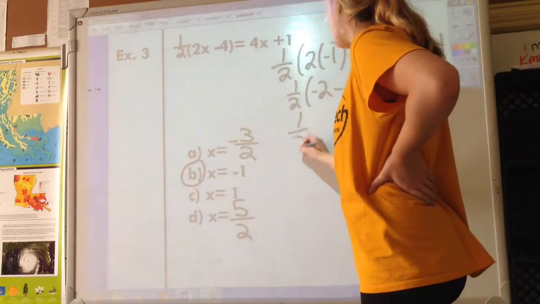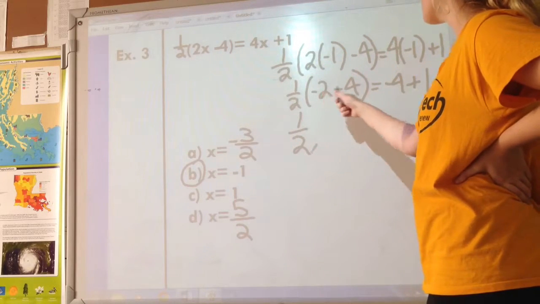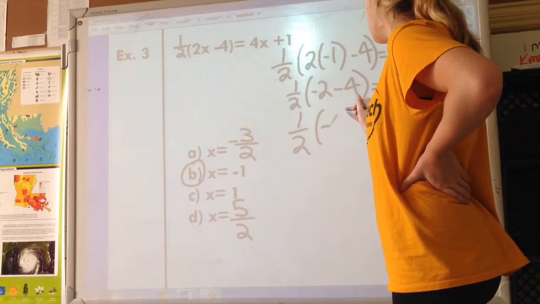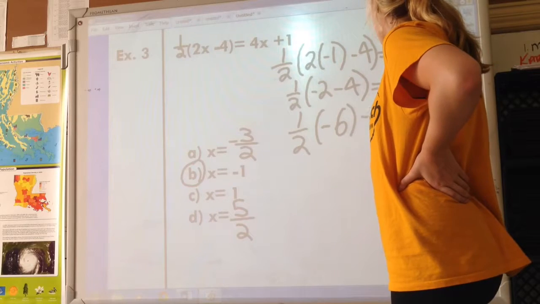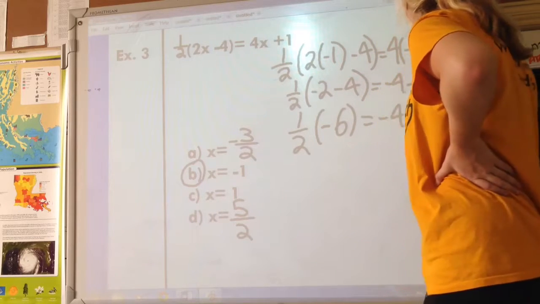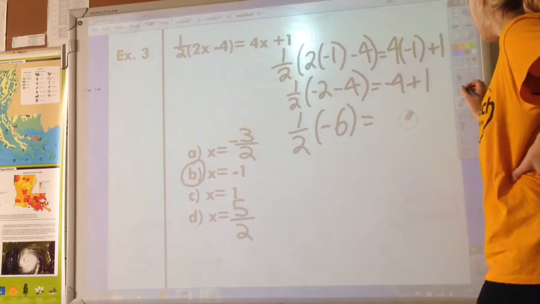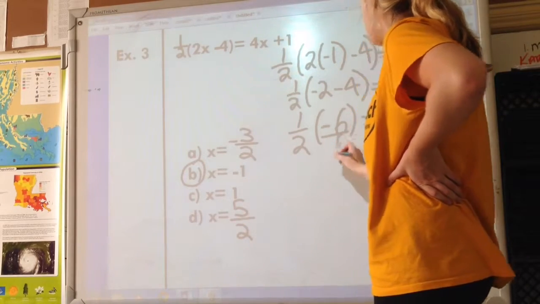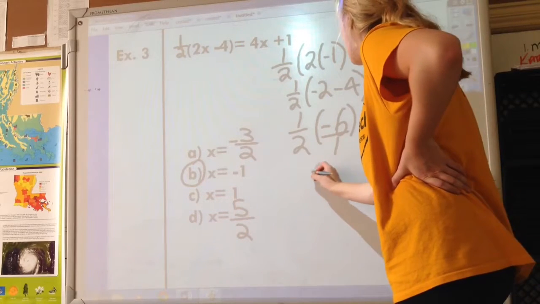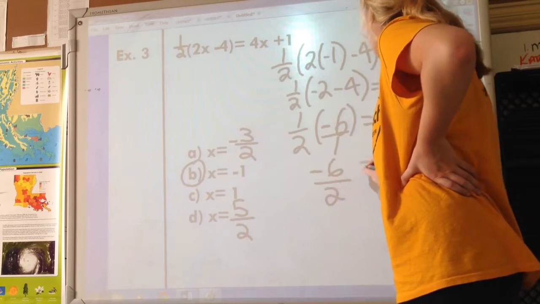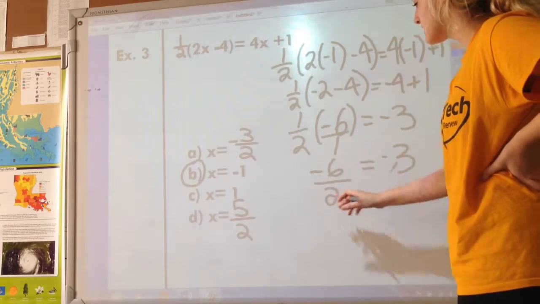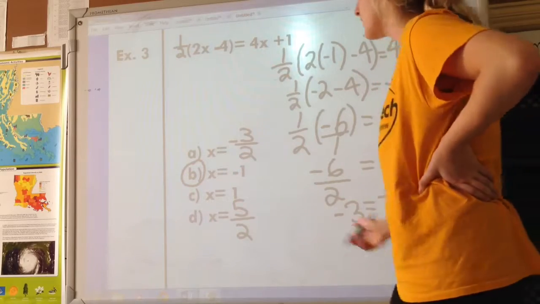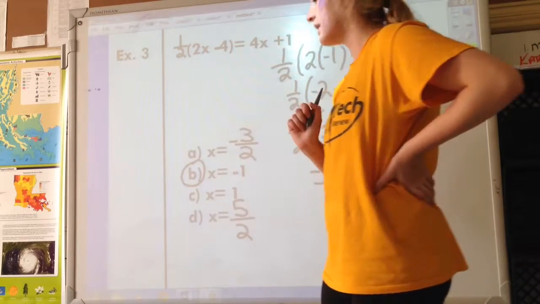Again, I'm going to bring down my 1/2 because I'm still dealing with my parentheses. -2 minus 4 is going to give me -6. -4 plus 1 is going to give me -3. Half of -6, which is the same as putting 6 over 1 and multiplying, is going to give me -6 over 2 equals -3. -6 divided by 2 is going to give me -3, and since both sides equal -3, our answer choice of x equals -1 is correct.